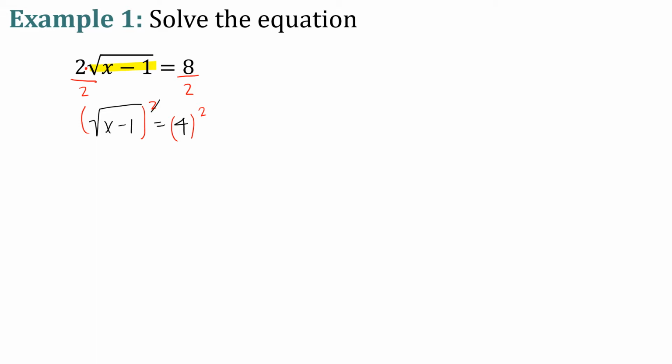So squared cancels out our square root. So we have x minus 1 equals 16. And to finish solving this equation we add 1 to both sides, and so we get x equals 17. Now here is the important thing: every single time we solve these, we need to check for extraneous solutions. An extraneous solution is something that we get when we solve, but does not actually make the equation true.